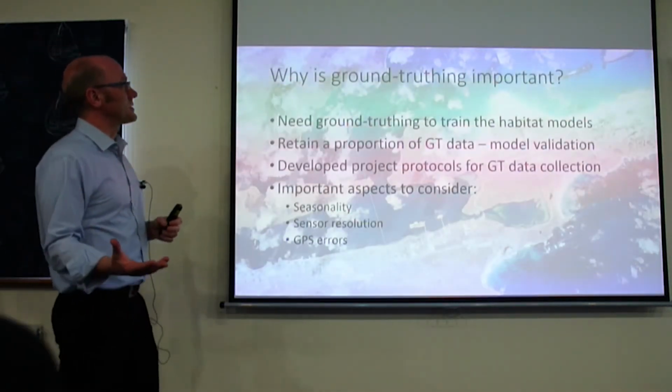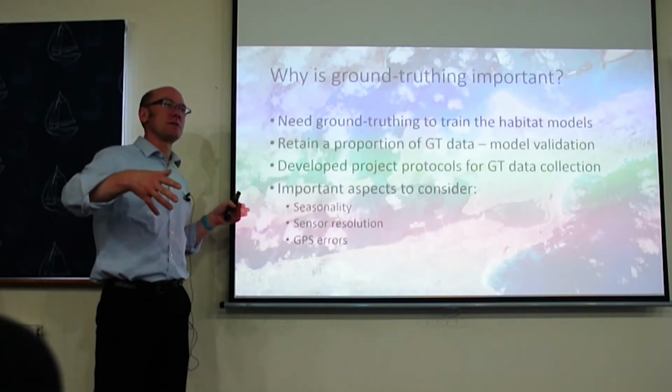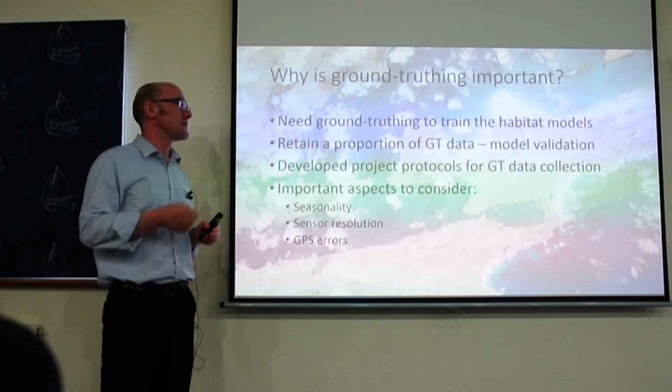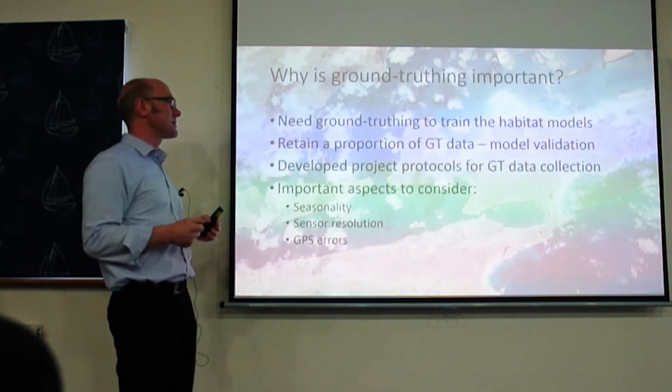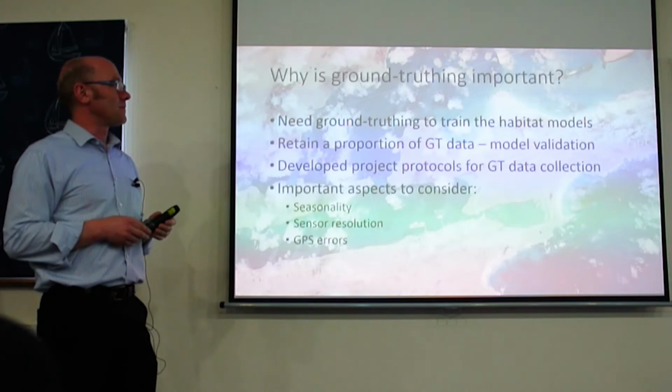So I said, why is ground truthing important? Well, we need ground truthing to train the models that Bran's just talked about. So when you have a particular spectral signature from your satellite imagery, you need to know what that is in reality, and that's where the ground truthing comes in. You can either go and visit the site or use other information to help you validate that.